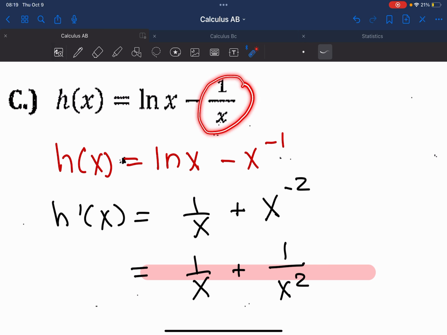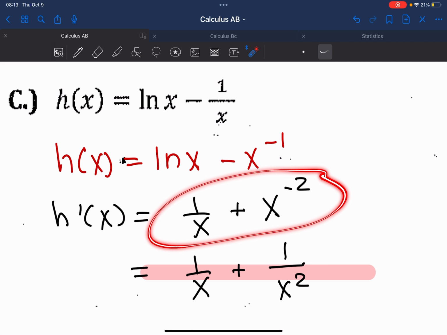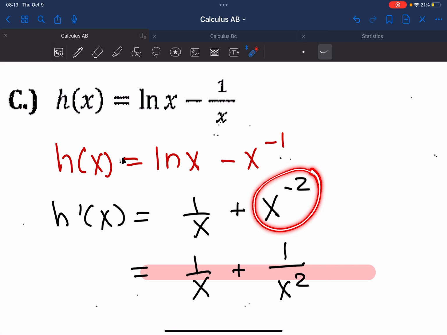1 over x can be rewritten as x to the negative first power by the properties of exponents. And so I would be taking the derivative of the natural log of x, which is 1 over x, and then using the power rule to take the derivative here. So this would be negative 1 times negative 1, which is positive 1, and then I subtract 1 from the exponent, which gave me negative 2. But we cannot leave this as an answer because of that negative exponent. So instead, we have to bring this variable down to the denominator in order to make the exponent positive. So our answer, or our derivative, is 1 over x plus 1 over x squared.